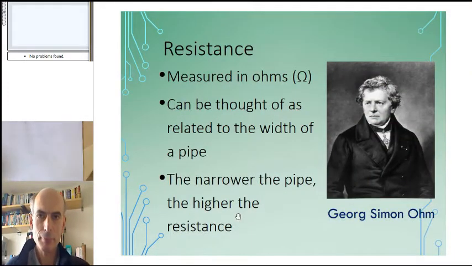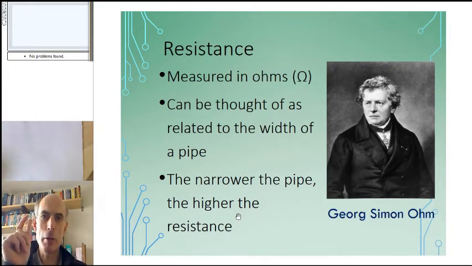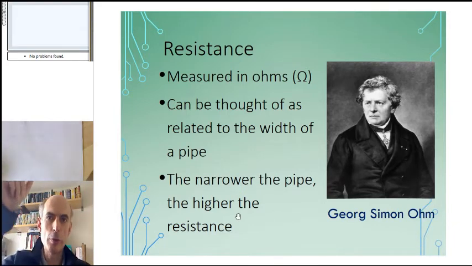Resistance, measured in ohms, can be thought of as related to the narrowness of a pipe. The narrower the pipe, the higher its resistance in ohms. A high resistor resists the flow of electric charge in the same way that a narrow pipe resists the movement of fluid through it.